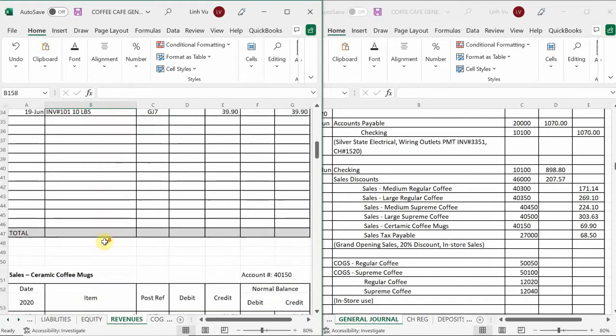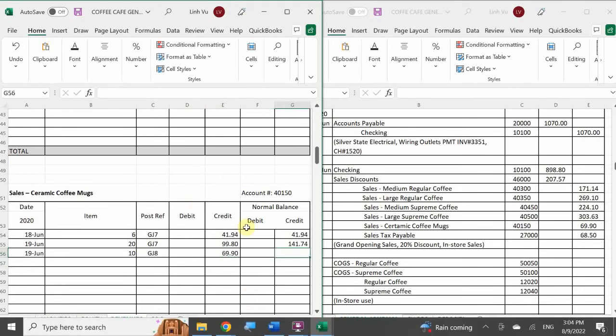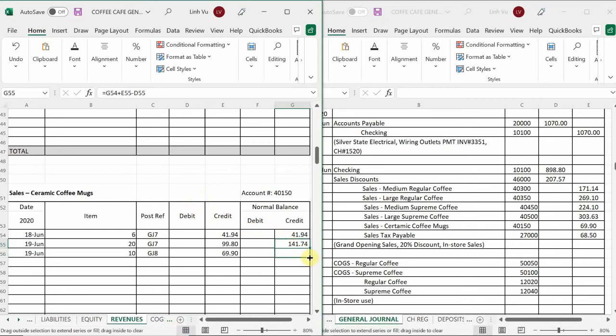And then we have a ceramic coffee mug sale. And we sold 10. And for page 8, we said $69.90. And then the total is $211.64. 211.64. Good.